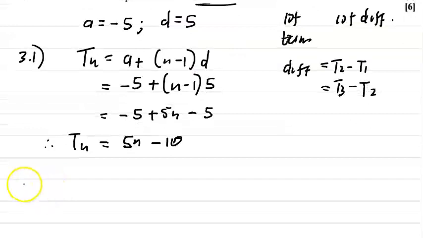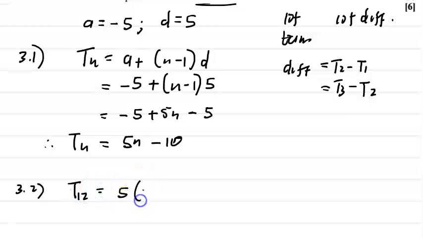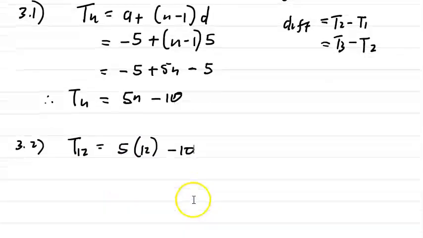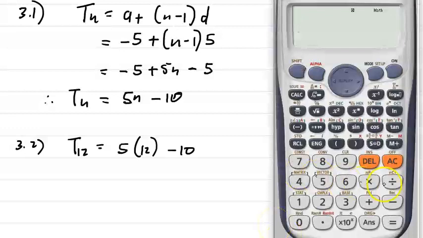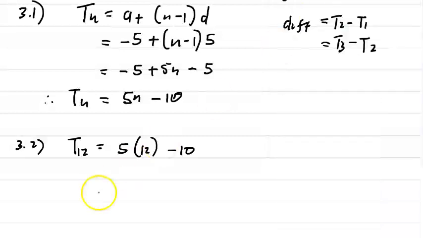So for 3.2, we're going to say T12 equals, wherever we got n, we're going to substitute 12. So 5 times 12 minus 10, so that should be 60 minus 10 is 50, right? But anyway, let's just put it in our calculator. 5 times 12 minus 10 equals 50. So therefore T12 is equal to 50.